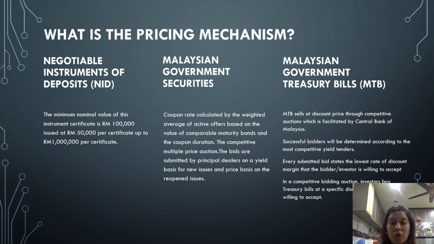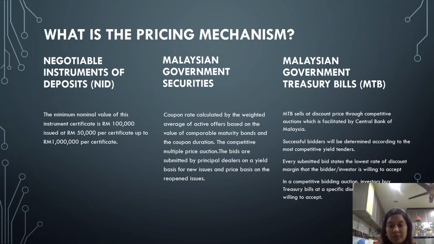Okay, for Malaysian government securities, the coupon rate is calculated by the weighted average of active offers based on the value of comparable maturity bonds and the coupon duration. The competitive multiple price auction: the bids are submitted by principal dealers on a yield basis for new issues and on a price basis for reopened issues.